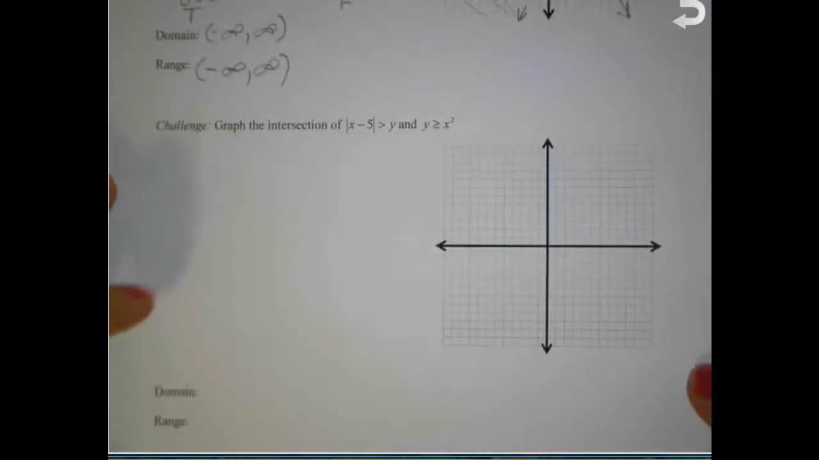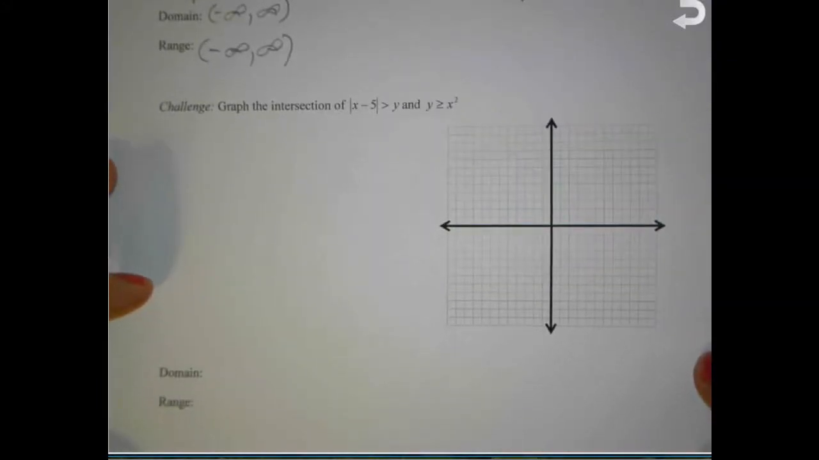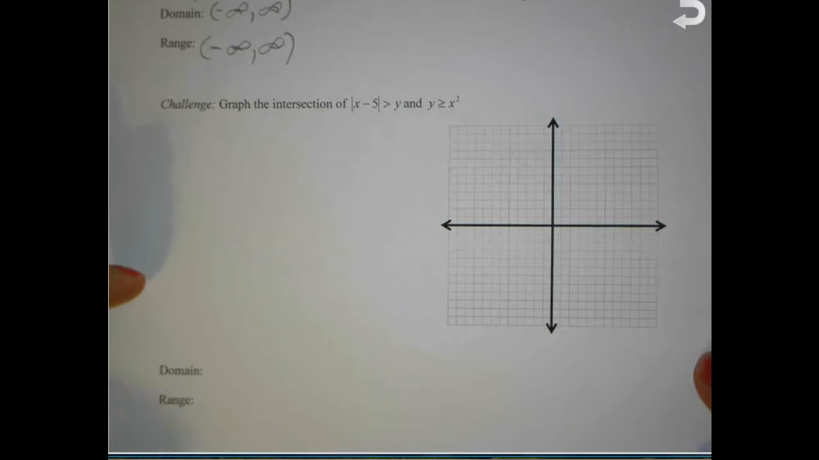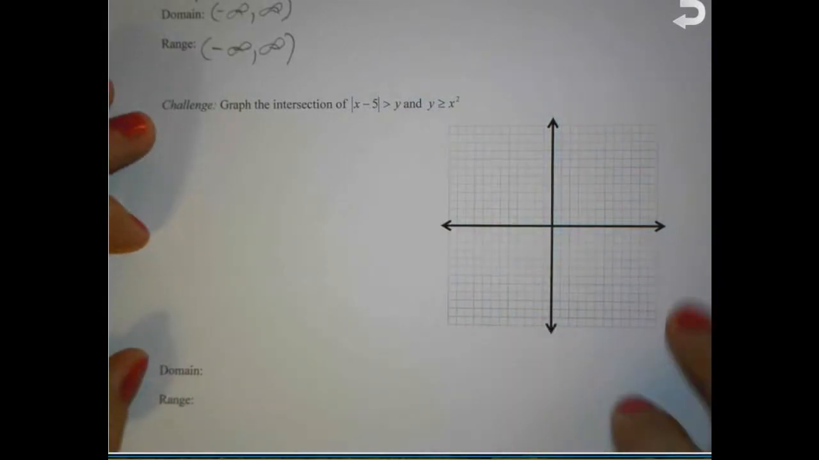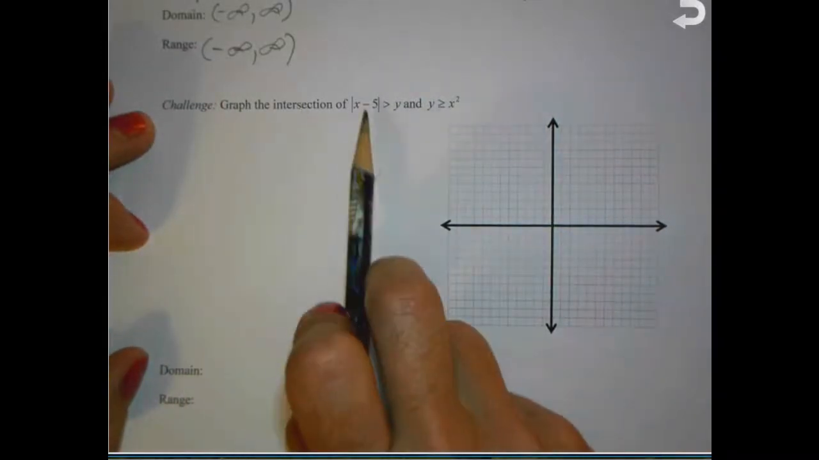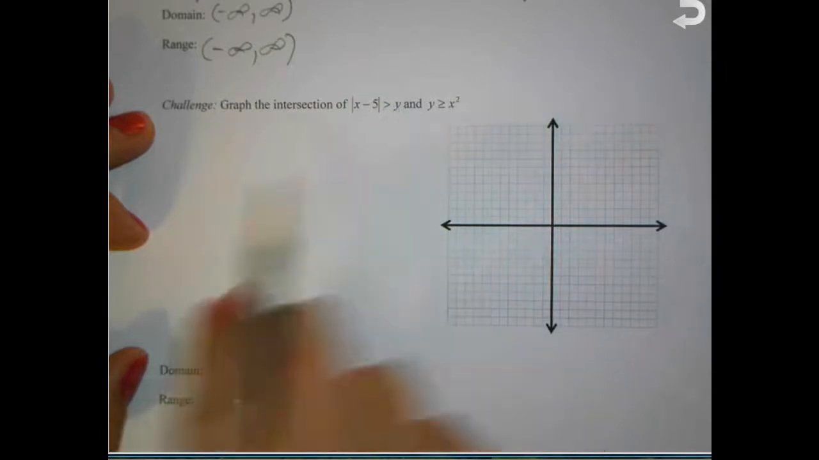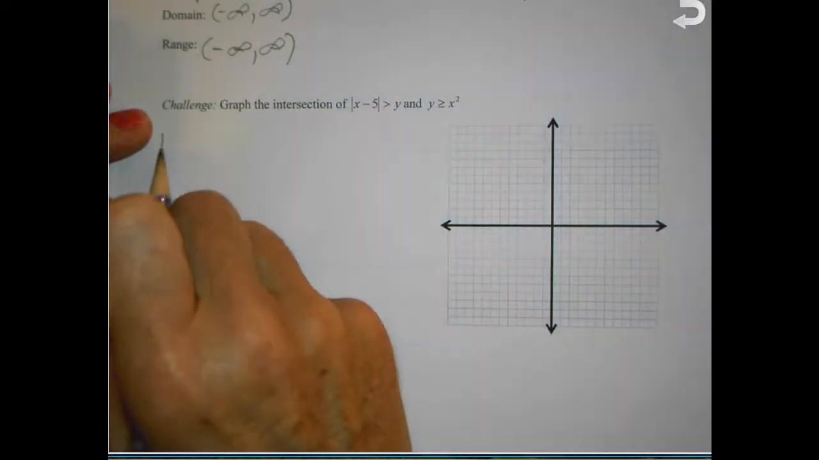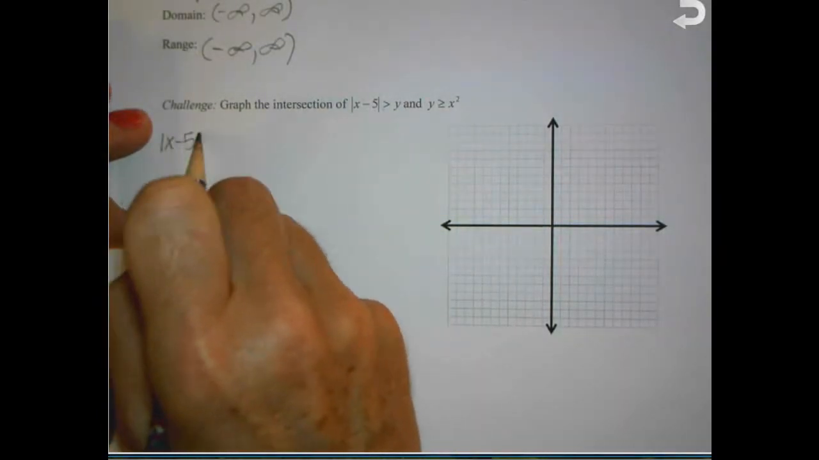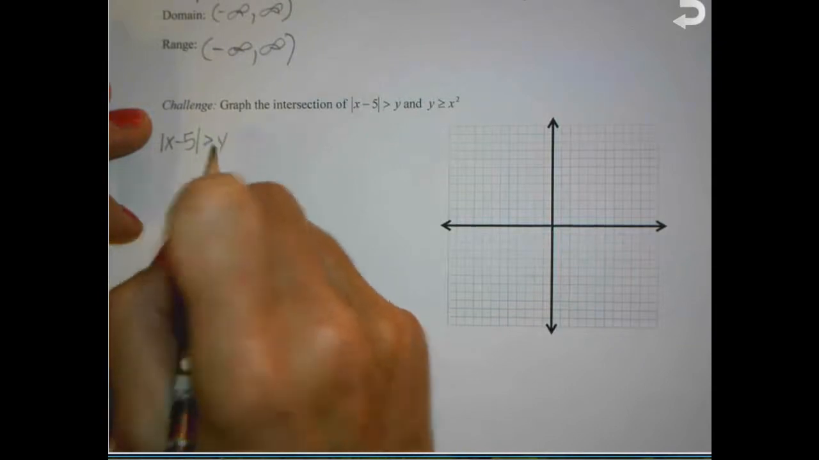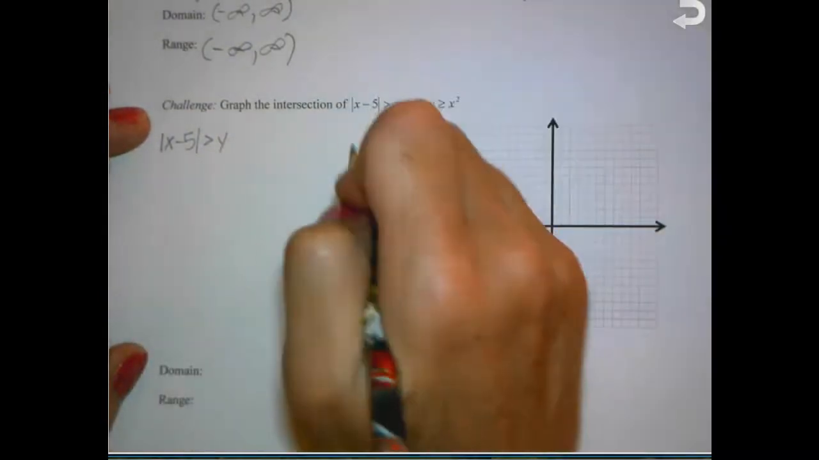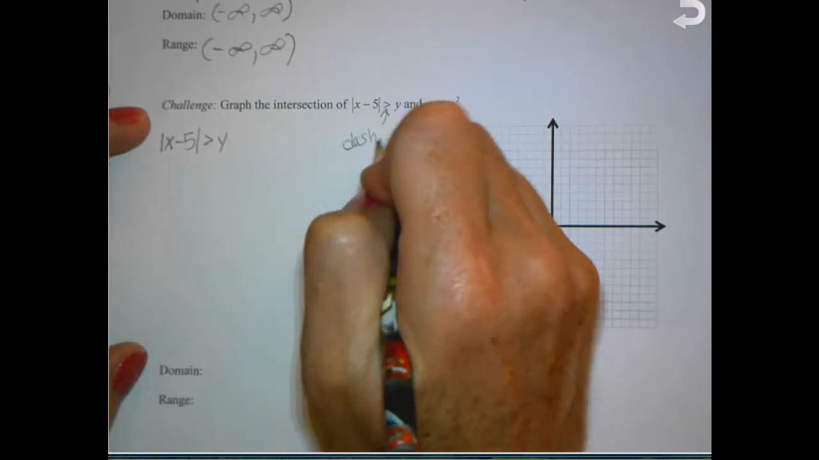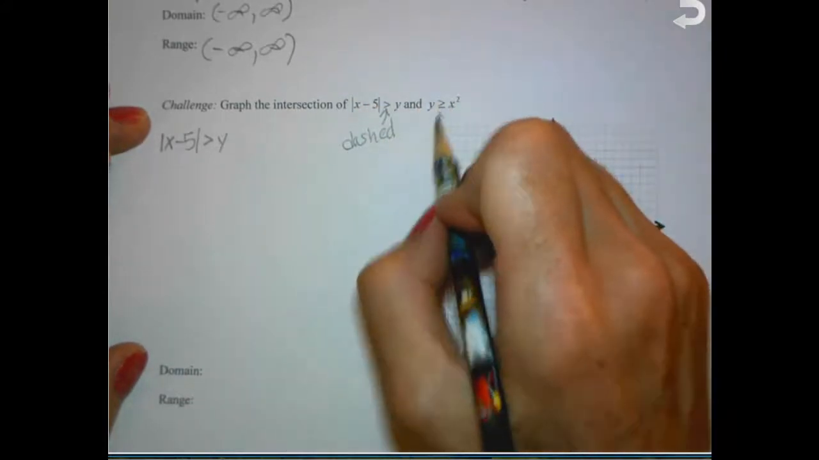Here's your last one to try, and it's a little bit challenging. Alright, so we have to remember about the absolute values. We have this absolute value of x minus 5 is greater than y. Think of it as having an equal sign, but remember when we go to graph it should be dashed, and this one should be solid.